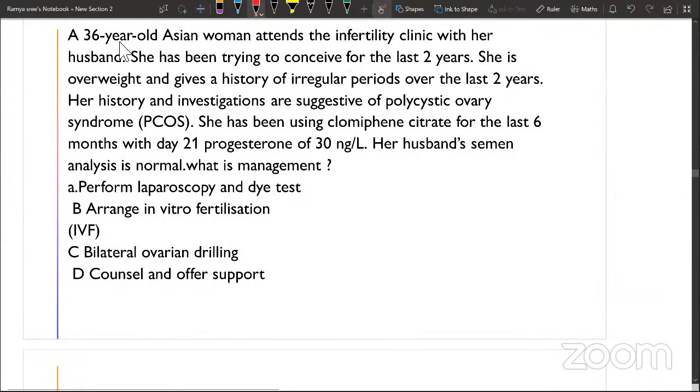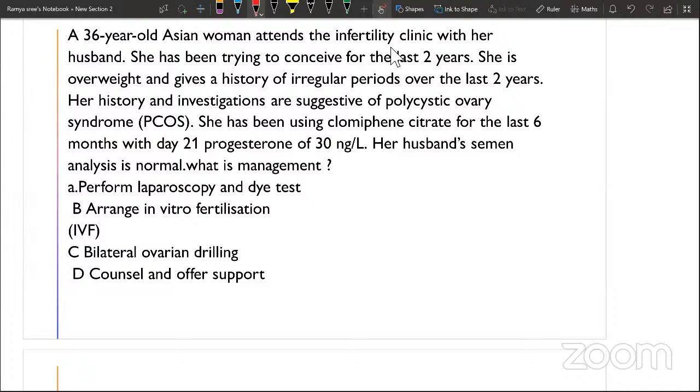Next question. A 36-year-old Asian woman attends the infertility clinic. See, whatever questions I'm discussing is nothing out of what you have learned. I'm just making you habituated to the clinical questions, how you have to approach the question and how you have to answer it. So learn the approach and don't think you have to read more. No, you have read enough. Now learn the approach.